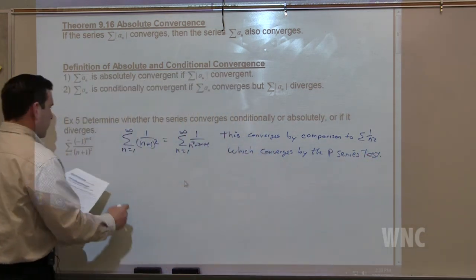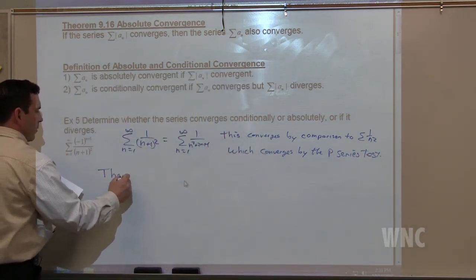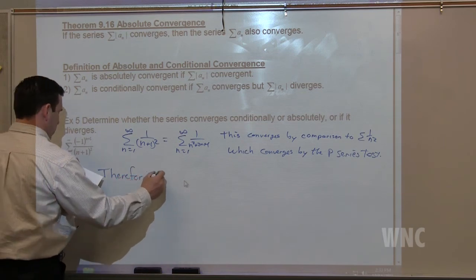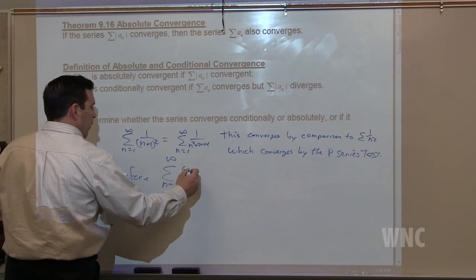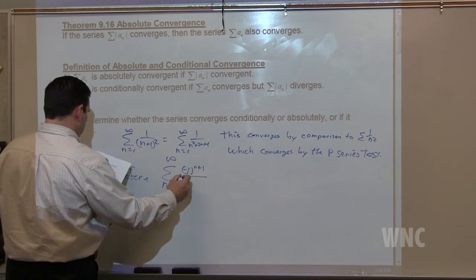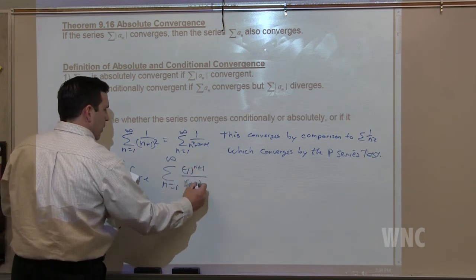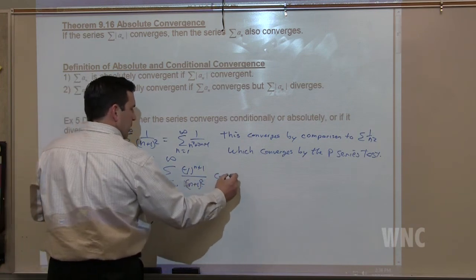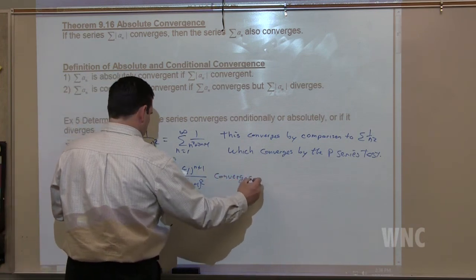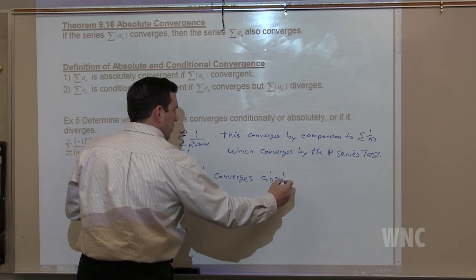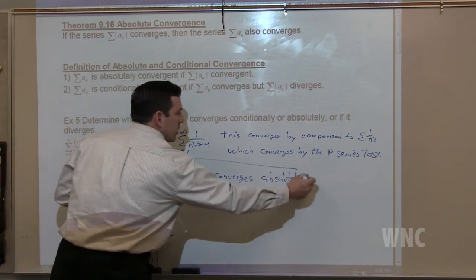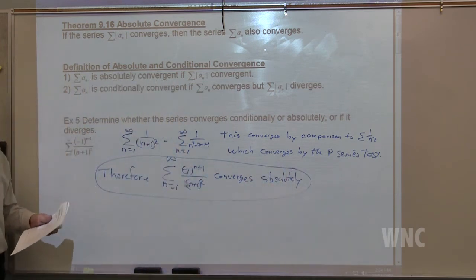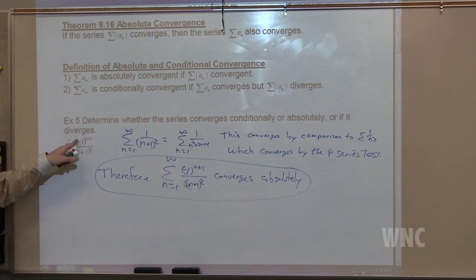which converges by the p-series test. Therefore, the sum as n goes from 1 to infinity of negative 1 to the n plus 1 over n plus 1 squared converges absolutely. So by dropping the negative, it still converged, therefore it's absolutely convergent.